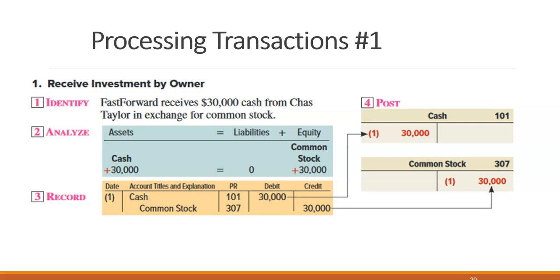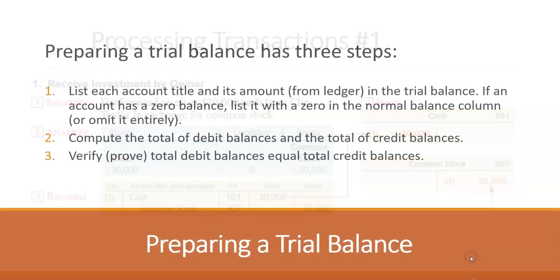We look at that source document and we analyze how it affects the accounting equation. It affects an asset account, cash, and an equity account, common stock. We record that journal entry, a debit to cash and a credit to common stock. Then we post that journal entry to our T accounts. We debit cash for $30,000 and we credit common stock for $30,000.